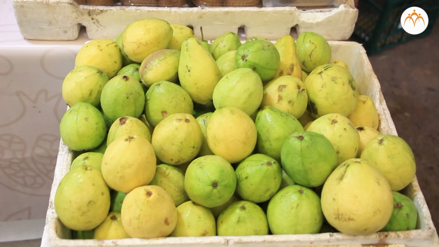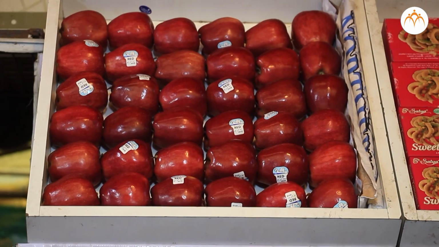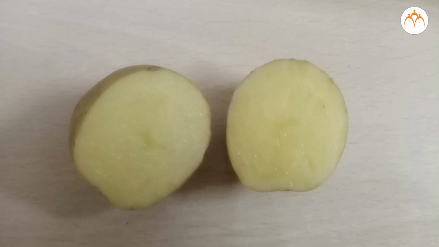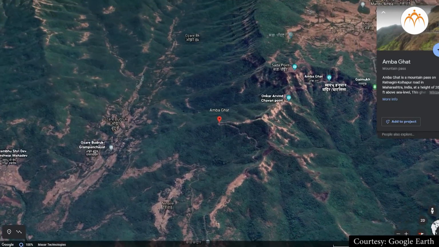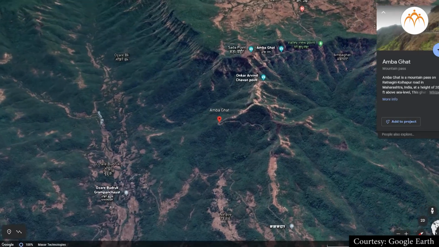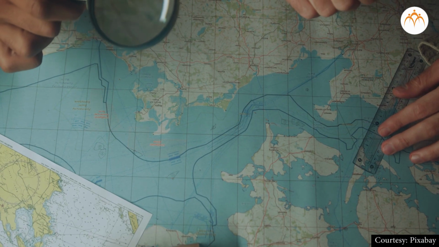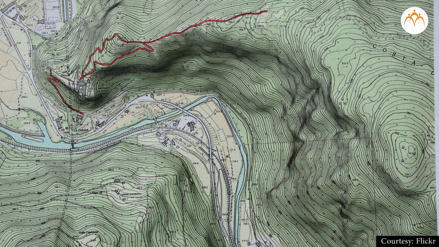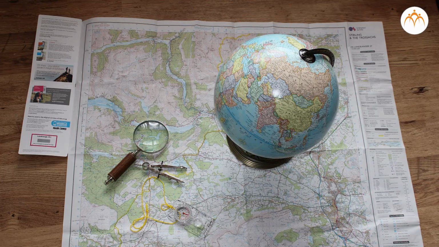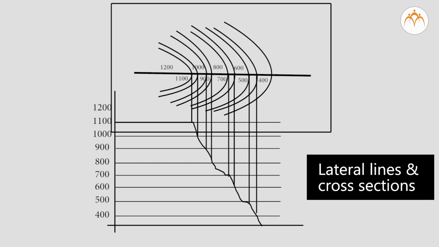For example, the cross section of an apple or a potato shows us their inner arrangement. Obviously, it is not possible to take a section of the landform itself. There are other methods of showing the sections of landforms. At the moment, we will not go into details. Lateral lines and cross sections are two methods that are used.